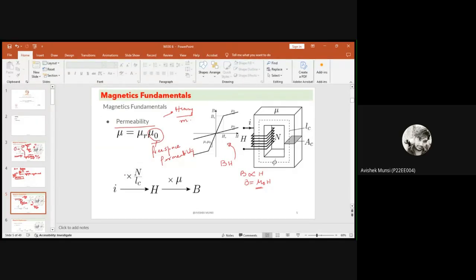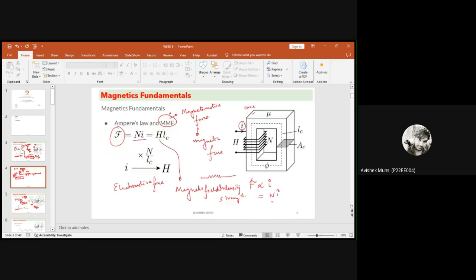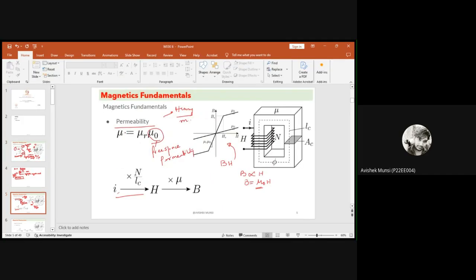From here you can see this is the way to understand step by step: I into N by Lc, that is H. Why? Because from the first slide we have F equal to NI, so from NI by Lc we can write it as H. Similarly, since B is mu into H, you can write it like that.